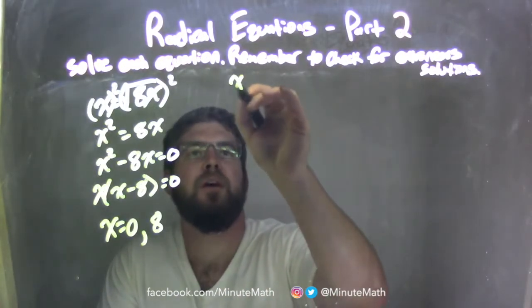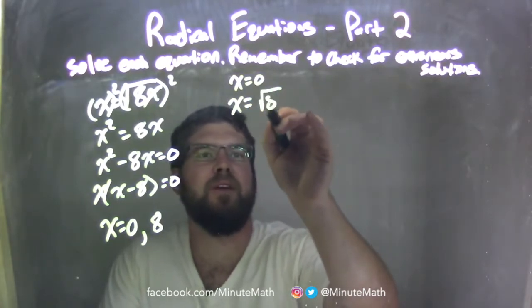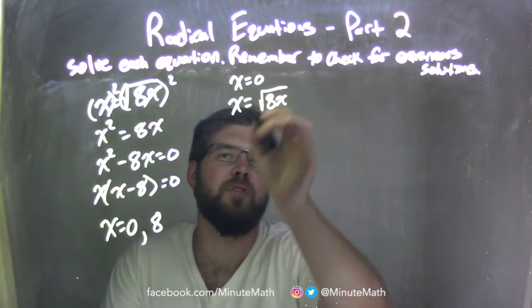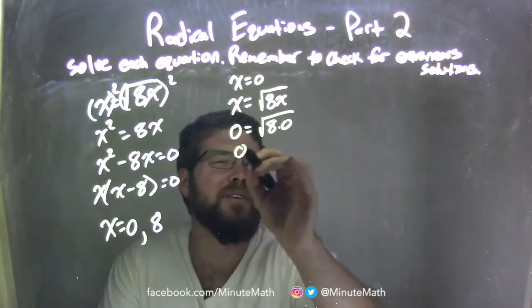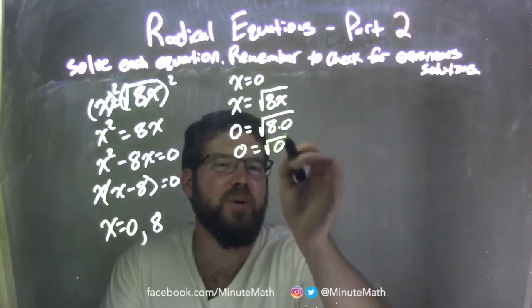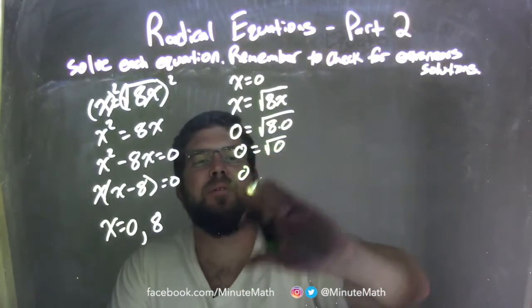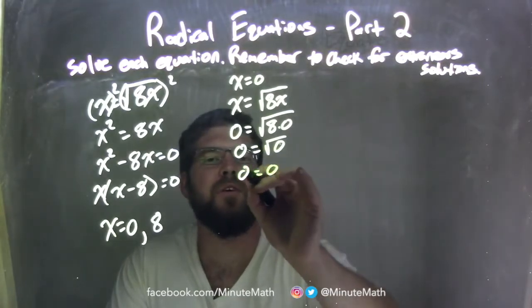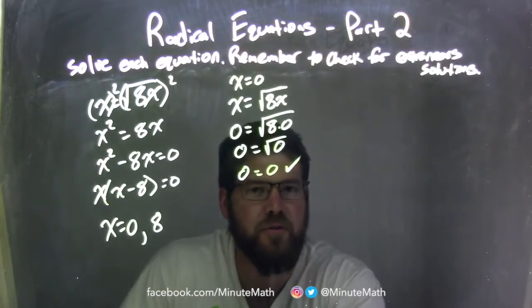We'll start with 0. So x equals 0. So we have our original equation, x equals the square root of 8x. And let's see if this is true. Let's plug 0 in. 0 equals the square root of 8 times 0. 8 times 0 is just 0. Square root of 0 equals 0. 0 does equal 0. That's true. Fantastic. 0 is a true solution.